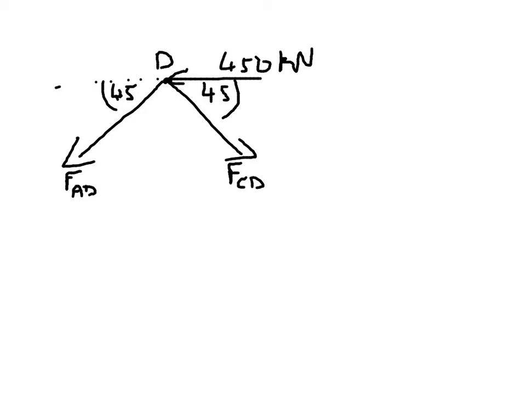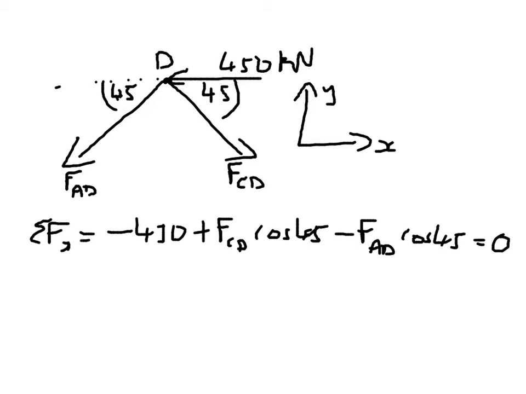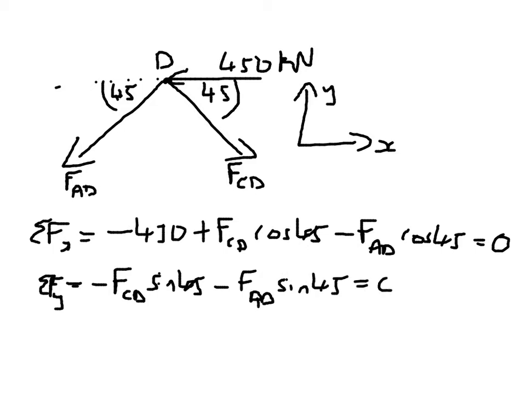What we can now do is sum the forces in the X and the Y direction, and solve those to find our forces. So the sum of the forces in the X direction is going to be minus 450 plus FCD cosine 45 minus FAD cosine 45 equals 0. And in the Y direction, the sum of the forces in the Y direction is going to be FCD sine 45 minus FAD, that should be AD, sorry, sine 45 equals 0.